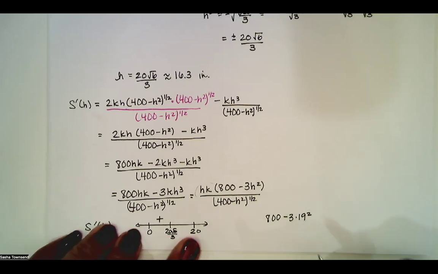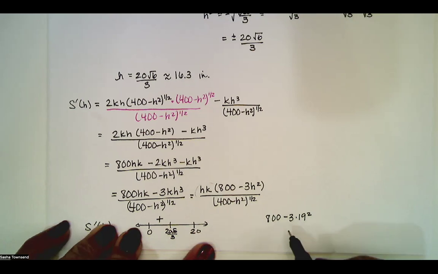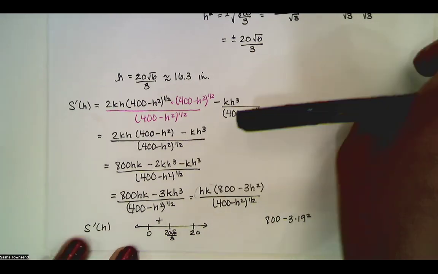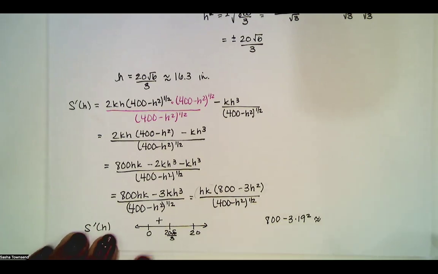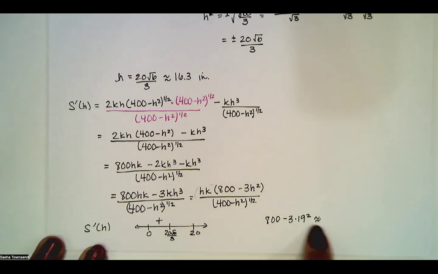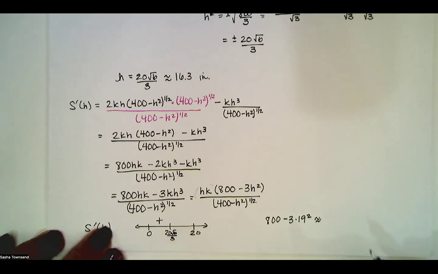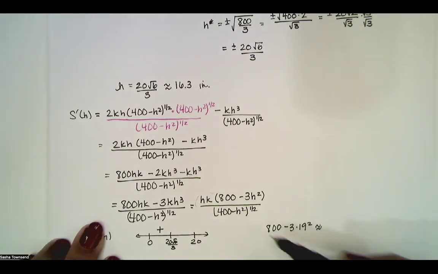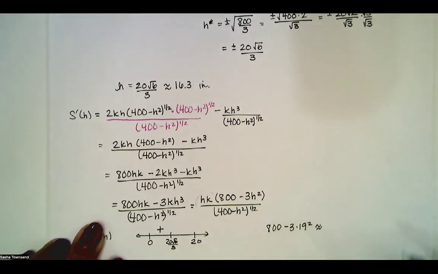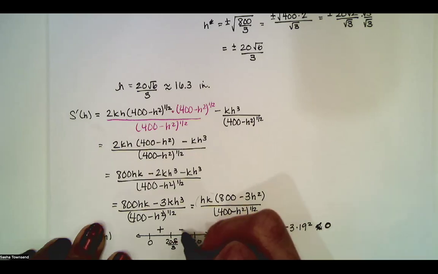Well, 800 is 2 times 400, right? So 2 times 20 squared. That's not helping me. But if we find what that value is, we can use the sign of that value to give us this sign right here. Hopefully it's negative, but I don't actually know off the top of my head. Well, it's 2 times 20 squared minus 3 times 19 squared. I think it is less than 0.